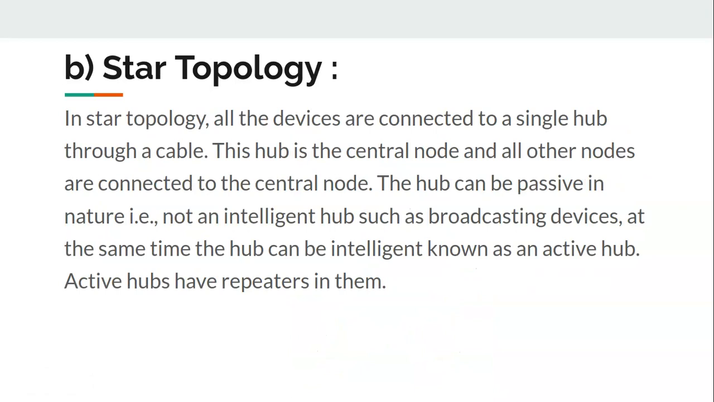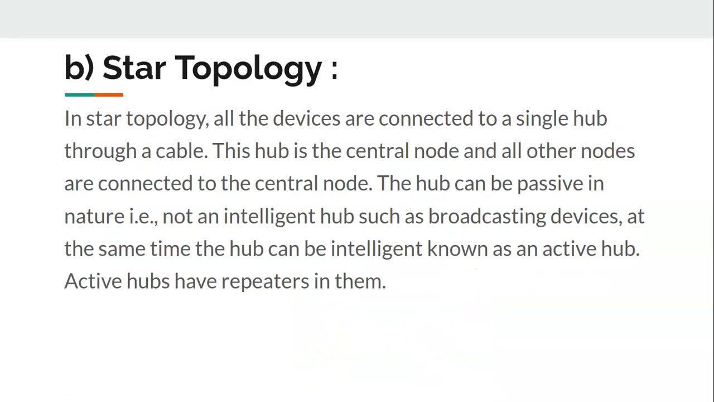This hub is the central node, and all other nodes are connected to the central node. The hub can be passive in nature, that is, not an intelligent hub such as broadcasting devices. At the same time, the hub can be intelligent, known as an active hub. Active hubs have repeaters in them. I think this is very understandable.